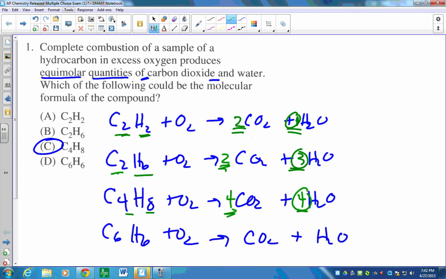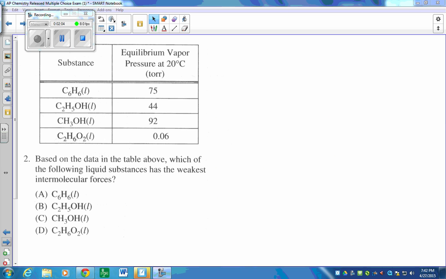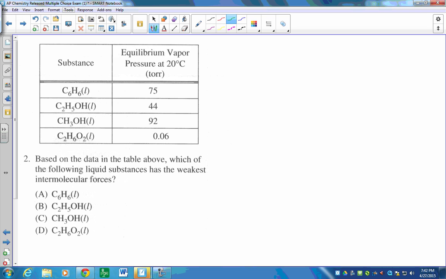And then 6 carbon, 1 carbon, I need a 6. 6 hydrogen, 2 hydrogen, I need a 3. Obviously, the answer is, let me make sure we're recording this time. Okay, I did that in 2 minutes, not 90 seconds.